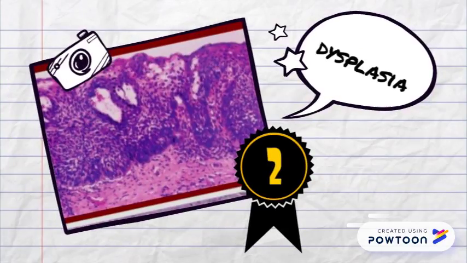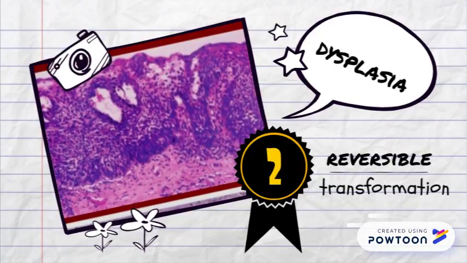Second, dysplasia, which refers to an abnormality of development or an epithelial anomaly of growth and differentiation. Examples of dysplasia include epithelial dysplasia of the cervix, which is detected by an abnormal pap smear.